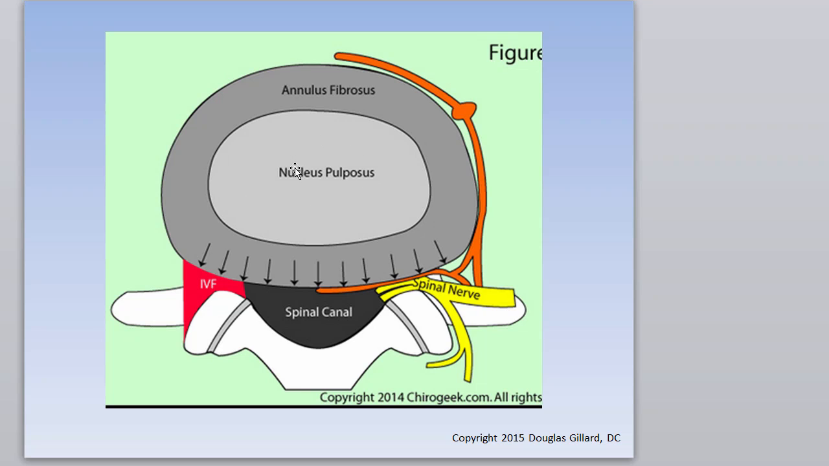They underwent a discography procedure where they pumped up the disc, injected contrast, and just to see what would happen in patients with no low back pain. They followed them. Eugene Carragee from Stanford did this wonder.